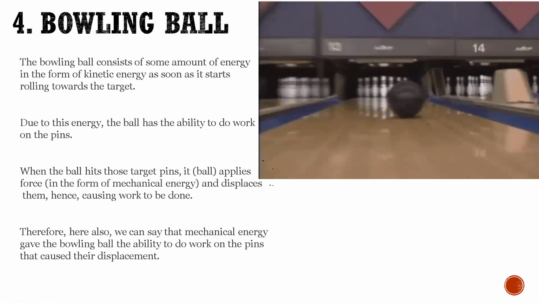Here I mean that when the bowling ball starts to move, it gains kinetic energy. This kinetic energy is used when it reaches the target. Where is the target? Which are the pins. So once it starts to move, it gains kinetic energy, and it uses this kinetic energy to hit the pins.